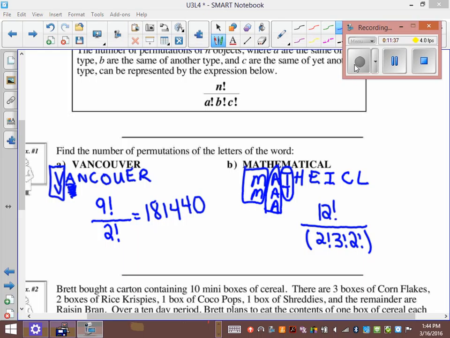So I get 19,958,400. If you got something different, check and see, because if you just go 12 factorial divided by 2 factorial, 3 factorial, 2 factorial, your calculator will be multiplying by 3 and 2, not dividing by them.